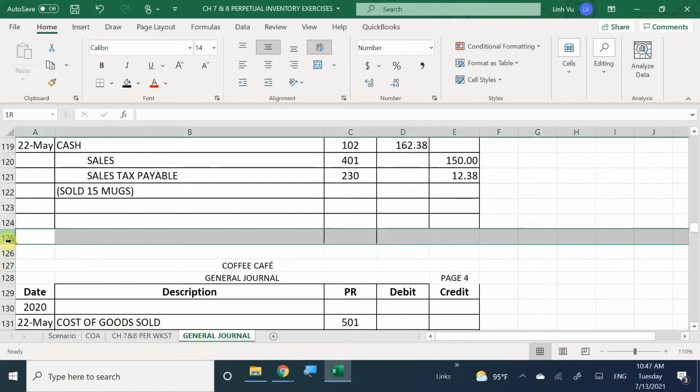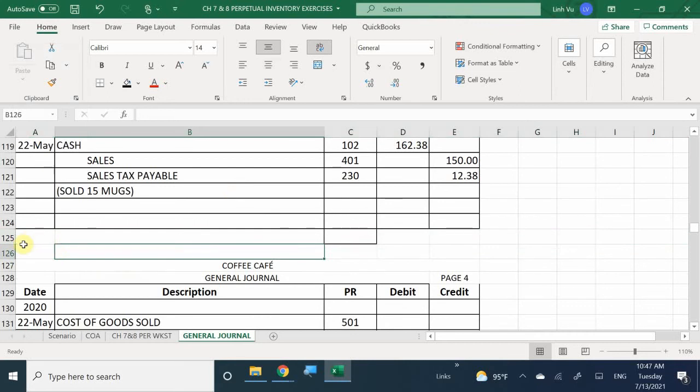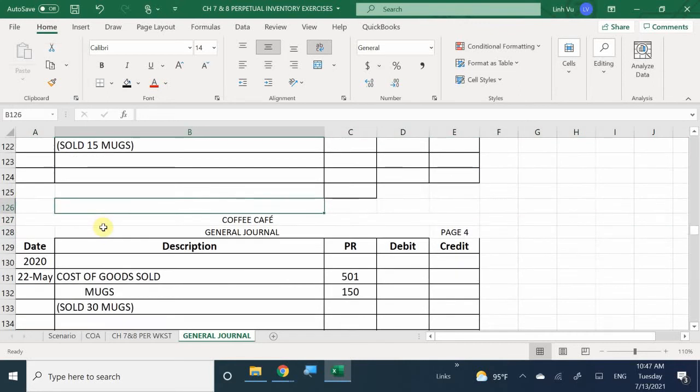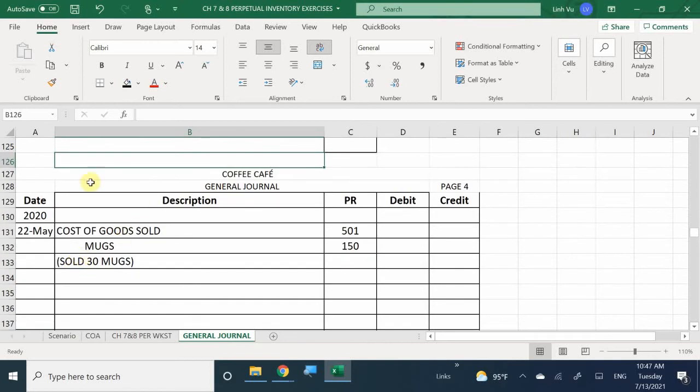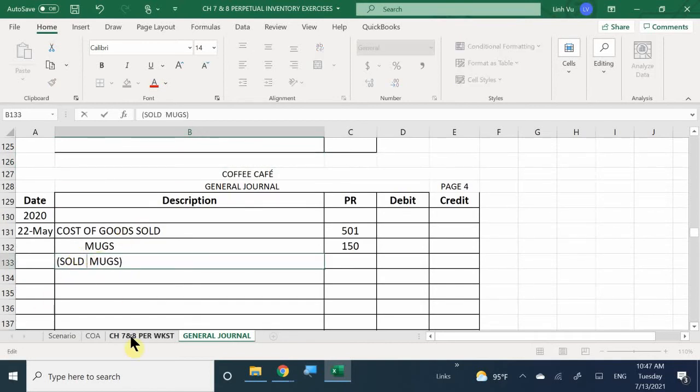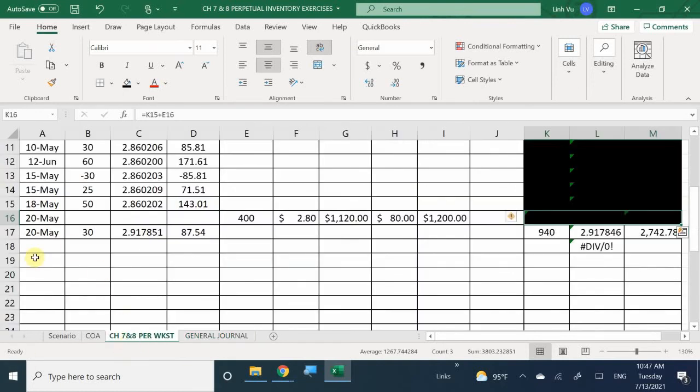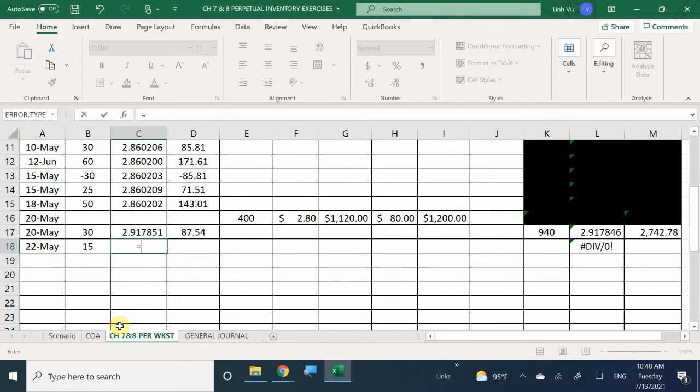So with that being said, I need to now calculate my cost of goods sold, because in this case I sold and got rid of 15 mugs. So, inventory worksheet, cost of goods sold section. This is May 22nd. We sold 15 mugs, okay? At what cost? $10. That's my selling price. Oh, you said at what cost? Okay.